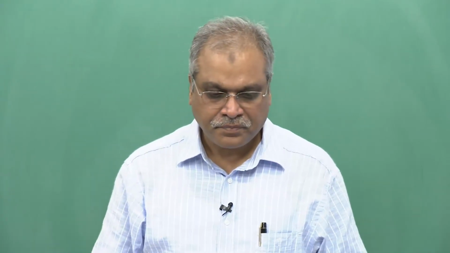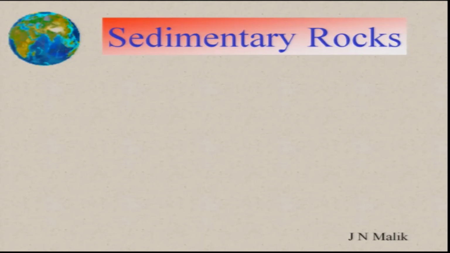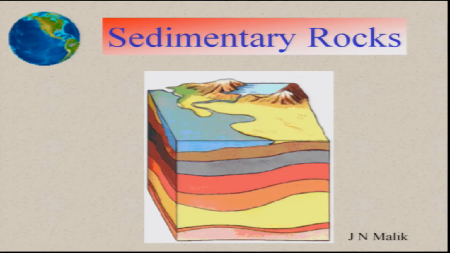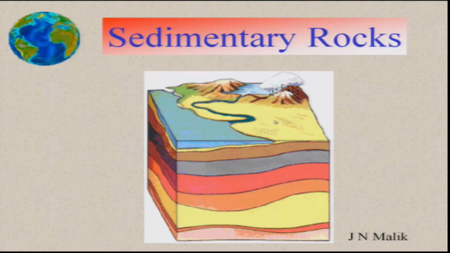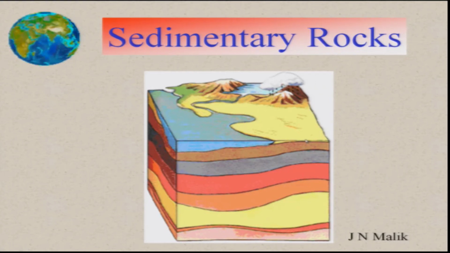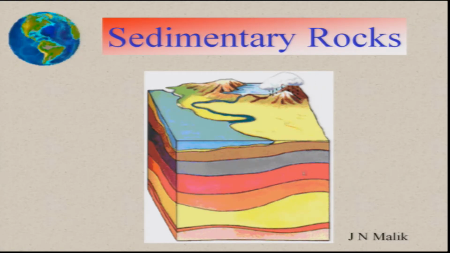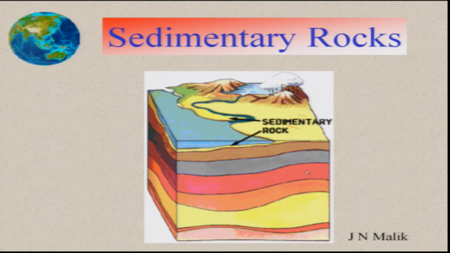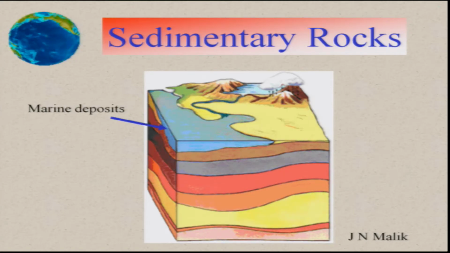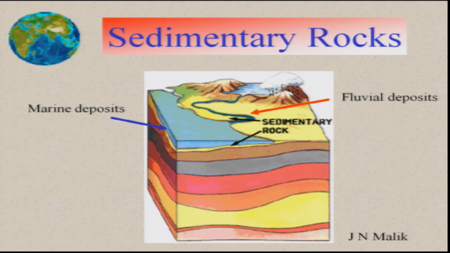So the sedimentary rocks occupy a very large area of the earth's crust. Where we find the sedimentary rocks is mostly in the uplands, in the plain areas, that is alluvial plains, and then in the ocean. Usually, sedimentary rocks are seen deposited in layers. So we have older layers, younger layers, and so on. We have the marine deposits, and we have what we call fluvial deposits.